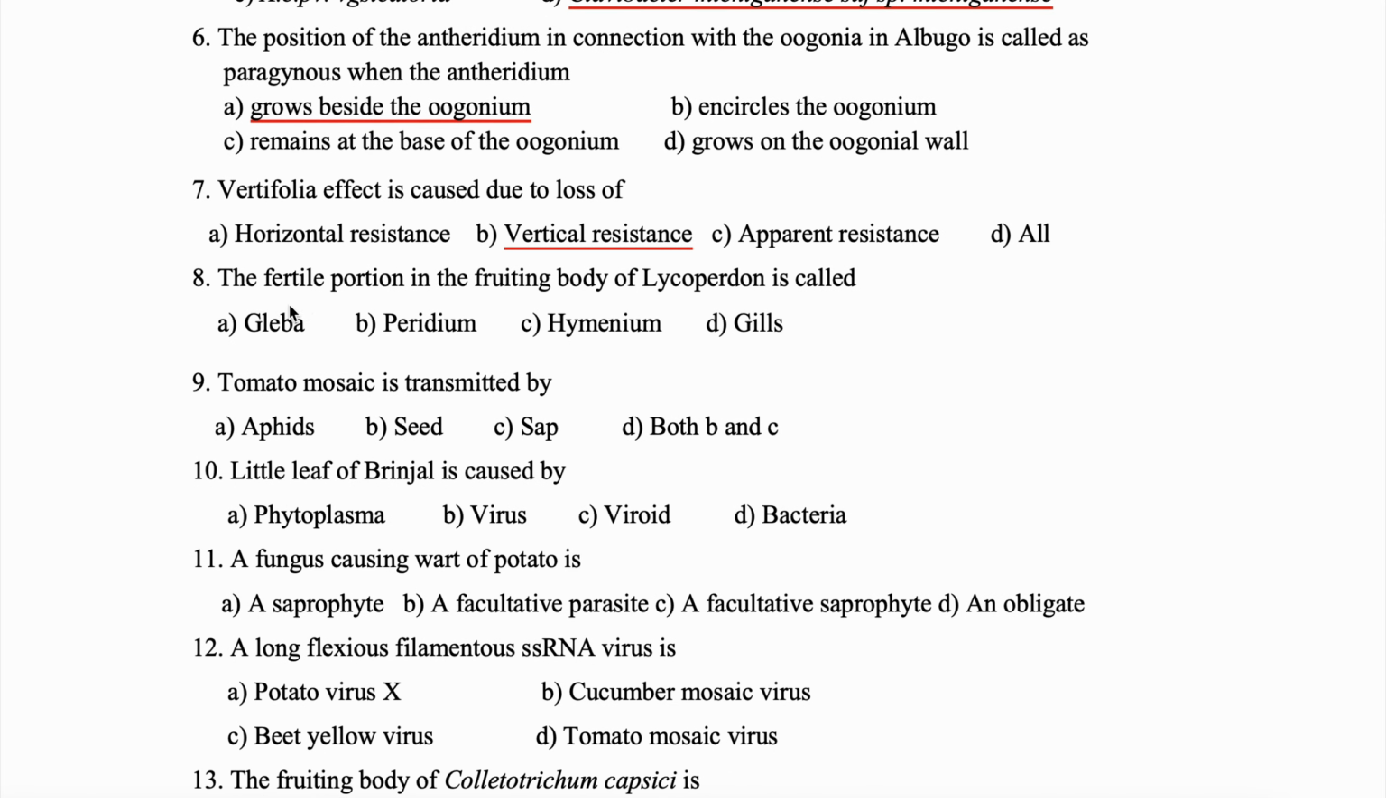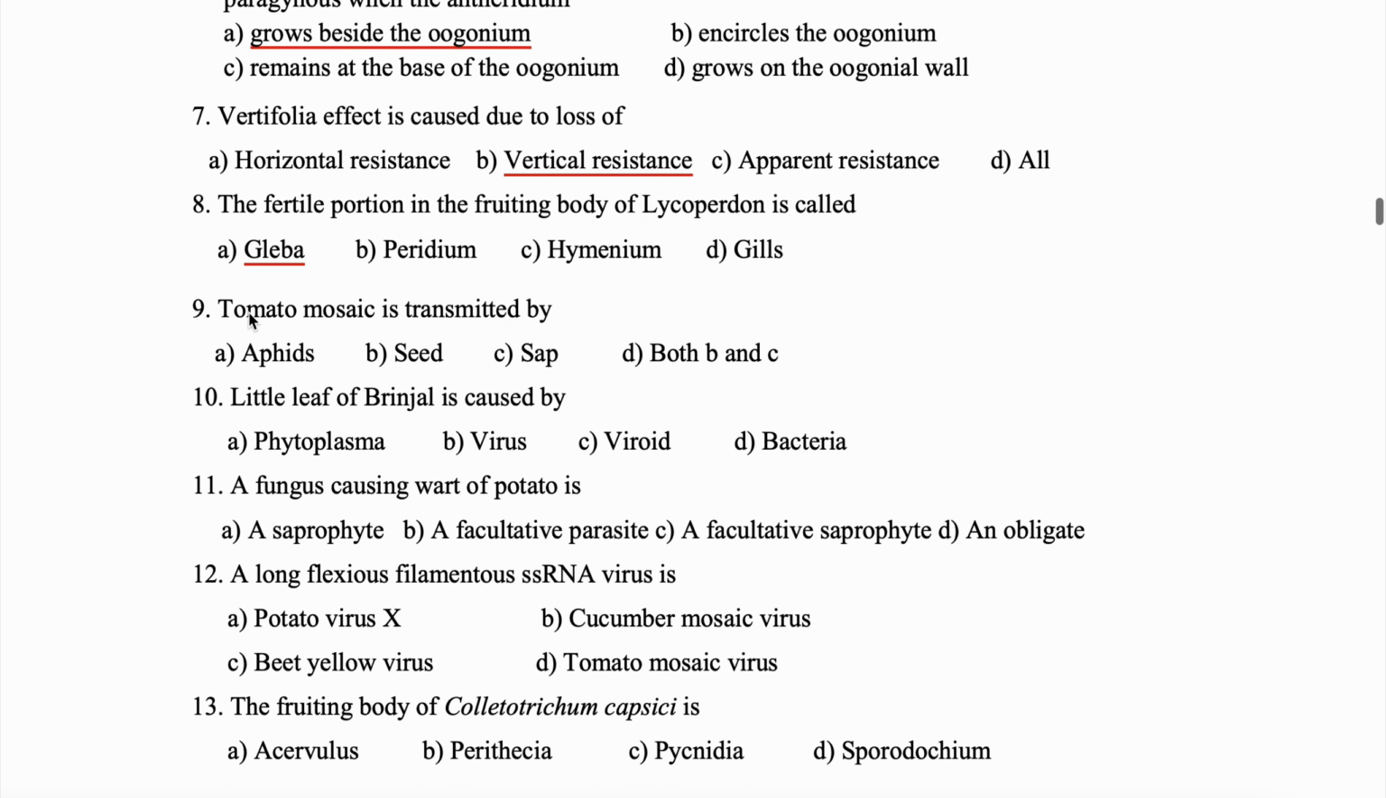Next question. Vertifolia effect is caused due to the loss of vertical resistance. Question 8. The fertile portion in the fruiting body of Lycoperdon is called gleba. We have two portions in the fruiting body of Lycoperdon. One is fertile, one is sterile. So the fertile one is gleba. The sterile one, if I'm not wrong, it is capillitium or something. Just go and check. Or if you are unable to find it, just comment and I'll give you the right answer.